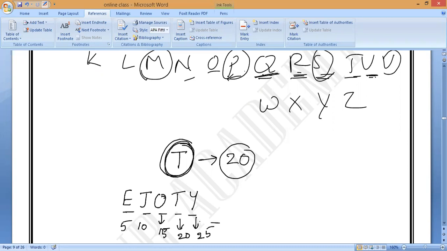5 fives are 25. E is the 5 table. So here is a shortcut, so that you people can remember a few letters easily.